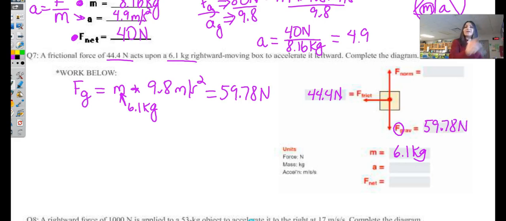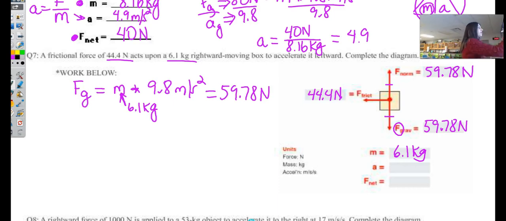59.78. Now, if I know that, then I must know my normal force because these should be equal to each other. It's accelerating left but moving right, so I know that my up and down should be exactly the same. So that's 59.78 newtons. Okay, now I need the net force. Well, these two cancel out. All I'm left with is the 44 on the left.